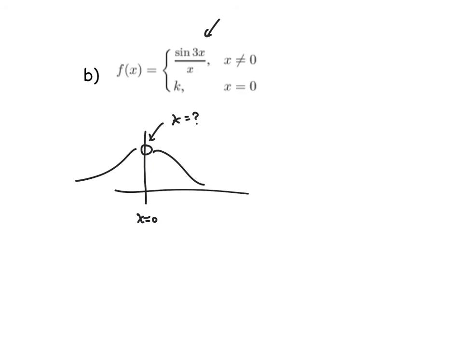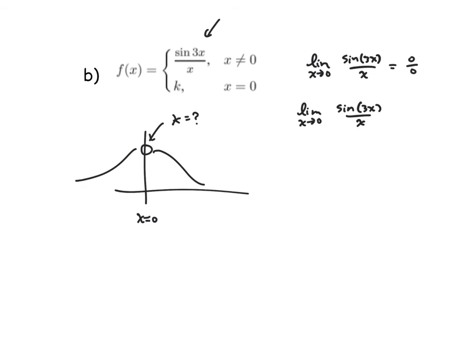Because clearly, if I take the limit as x approaches 0 of sine of 3x over x, and I plug in 0, I'm going to get some issues there, right? Which likely means there's some kind of discontinuity going on there, likely a hole. So we're going to plug that hole with a value k. So I have to evaluate this limit, sine of 3x over x.